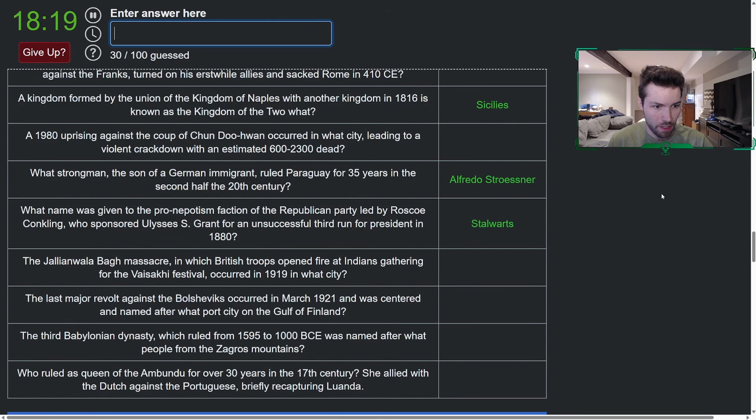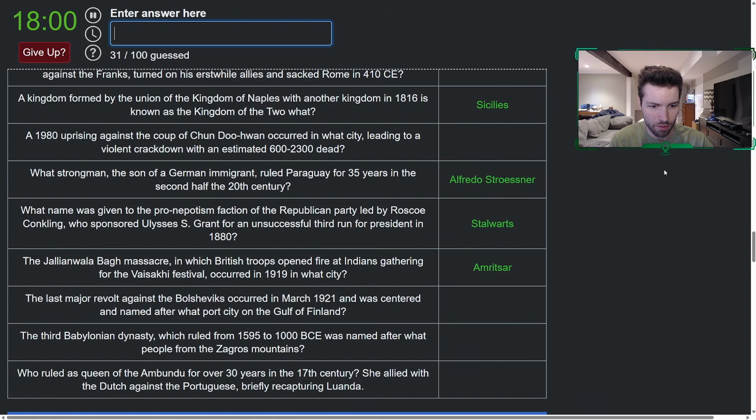The Jallianwala Bagh massacre, in which British troops opened fire at Indians gathering for the Vaisakhi festival, occurred in 1919 in what city? Is this the Amritsar massacre? Nice, yeah.